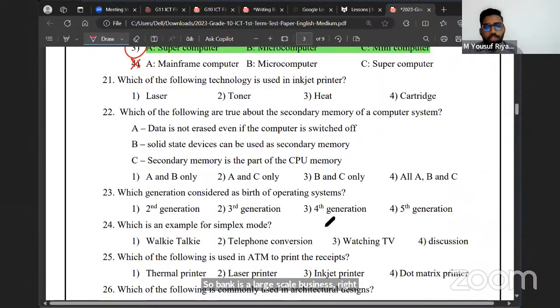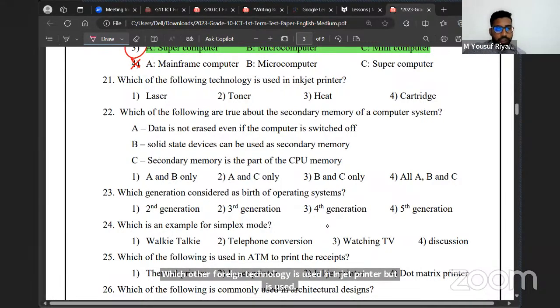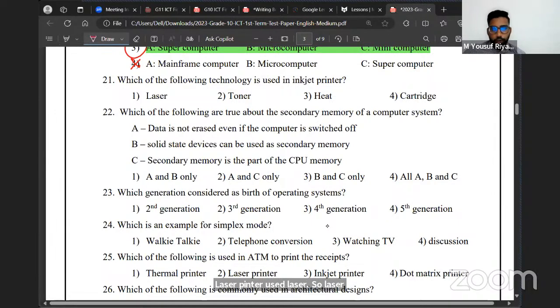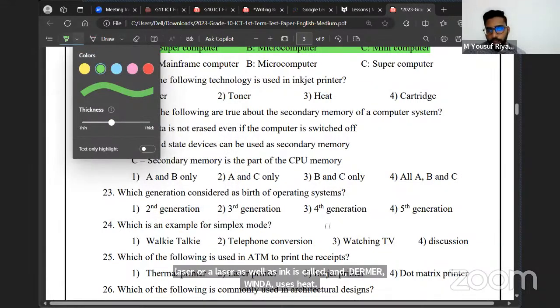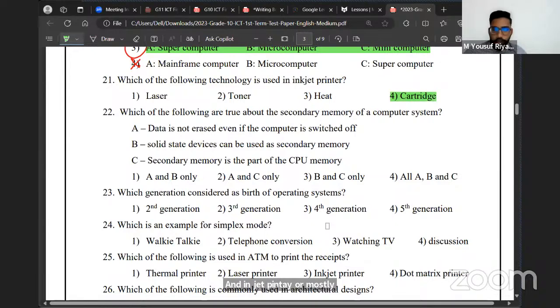Next, which of the following technologies is used in inkjet printer? What is used? Laser printer normally uses laser, as well as ink called toner. Thermal printer uses heat, and inkjet printer mostly uses cartridge. Ink is put inside this so-called cartridge.